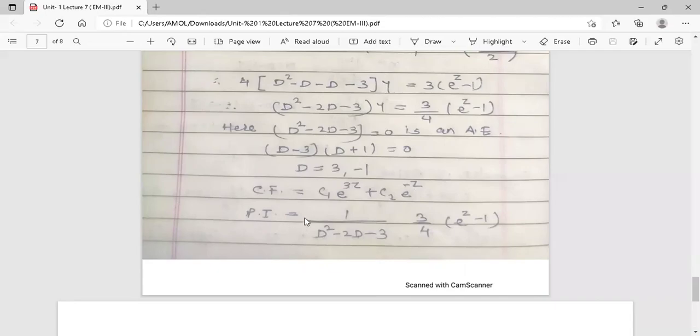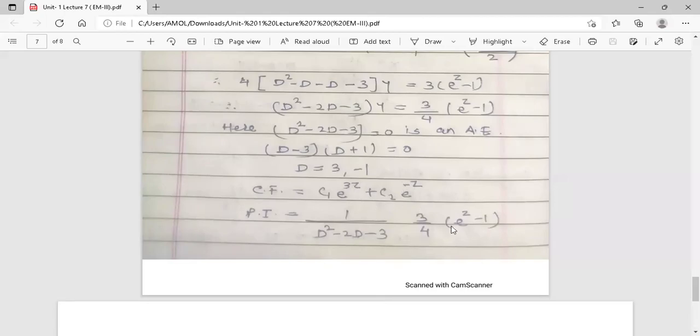The particular integral here is 1 upon d square minus 2d minus 3 into 3 by 4 into e raised to z minus 1, that is, 1 upon phi of d into f of z. 1 upon phi of d is here d square minus 2d minus 3, and your function f of z is here 3 by 4 into e raised to z minus 1.